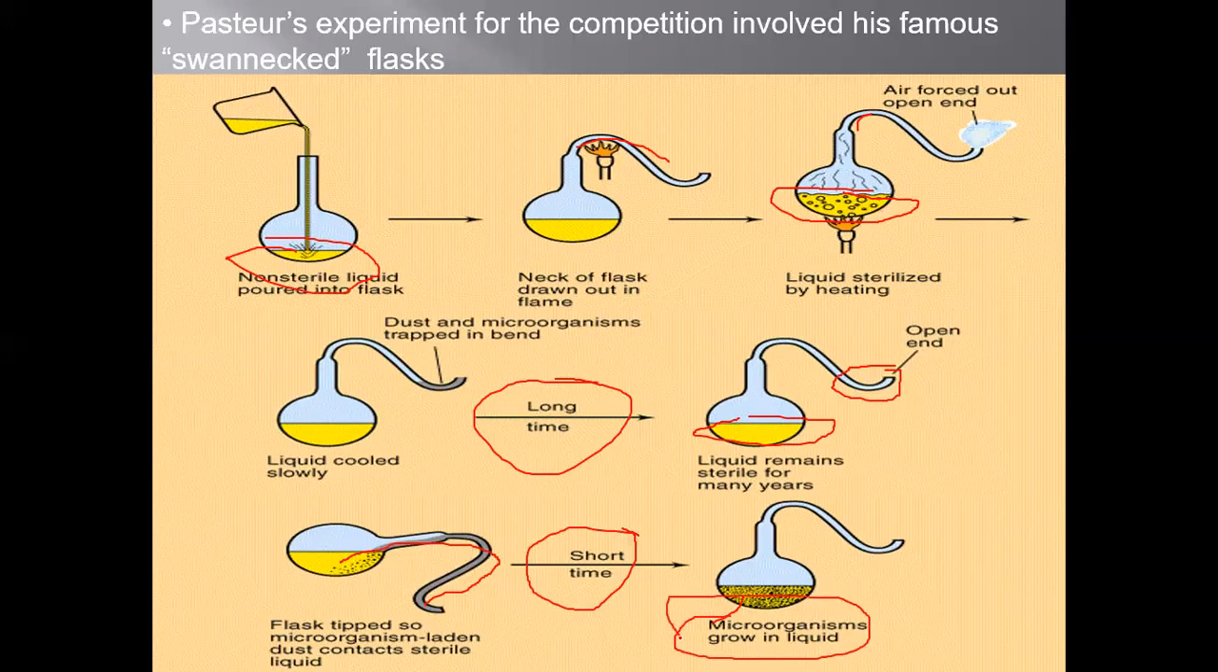And from this, he strongly said that the theory of biogenesis is right. For the growth of any microorganism, its parent cell is very much important. Without a parent cell, it's not possible to grow any microorganism. Okay, so that was Pasteur's experiment on the swan neck flask, which proved the theory of biogenesis.